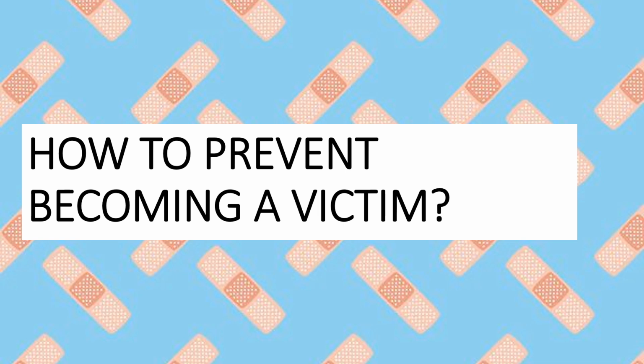Now, we are done with the different types of intentional injuries. But how to prevent becoming a victim? In order to prevent becoming a victim of assault and abuse, we should know the proper self-defense techniques which involve physical, mental, and emotional assertiveness. And these are the following.